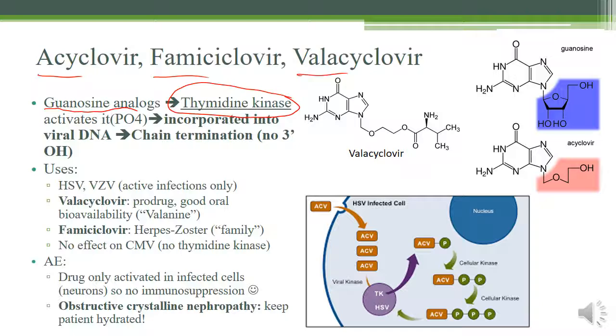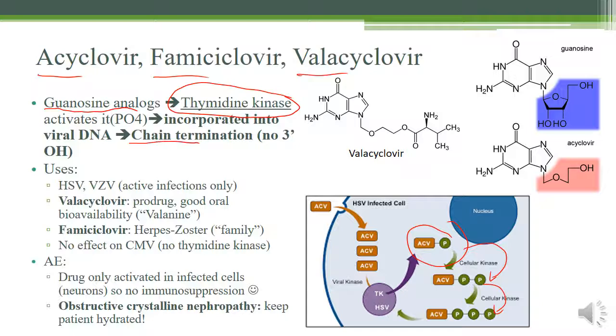Once the virus activates it by adding the first phosphate group, our body then can continue adding the phosphate groups, and then it can mimic some sort of nucleotide like guanosine. So just after it's mimicked this guanosine, it gets incorporated into the viral DNA, and when it gets incorporated into the viral DNA, it can cause chain termination.